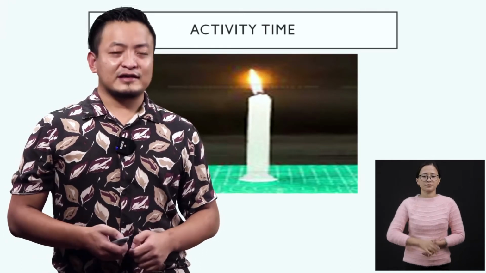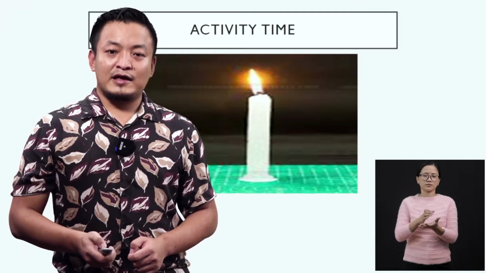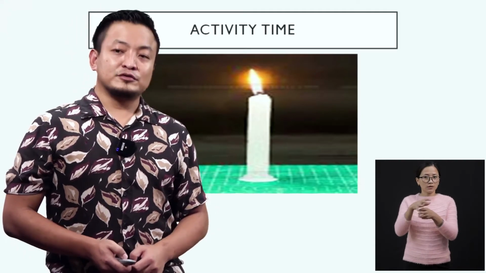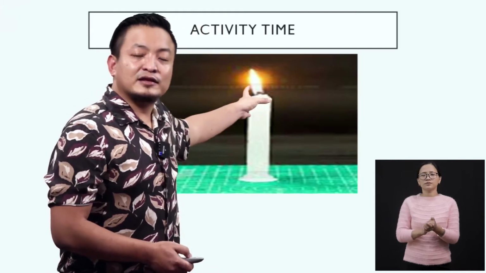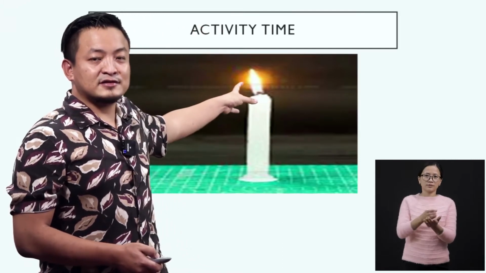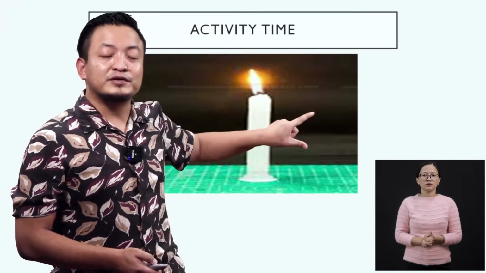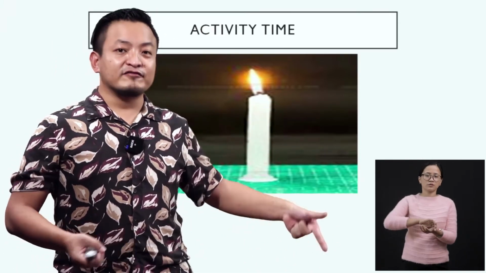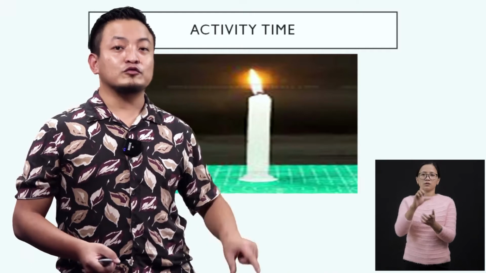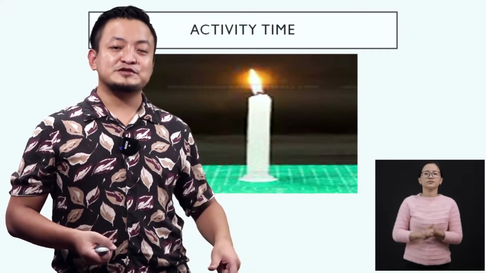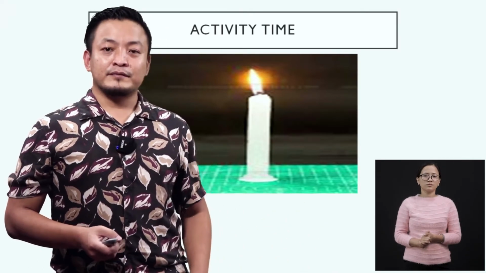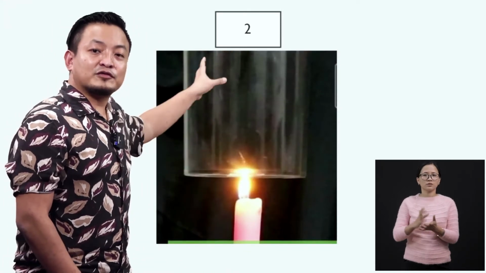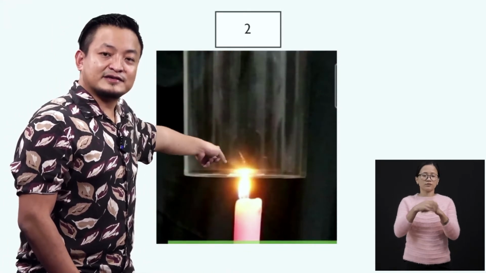So we can take a glass and we'll try to cover this candle with that glass. And that glass should be in inverted position. When I say inverted, locally it will be ulta. Locally in Nagamese we say ulta. So we'll try to cover this candle with this glass like this.